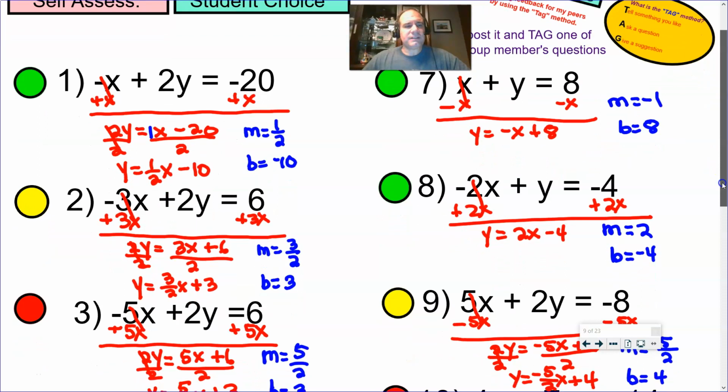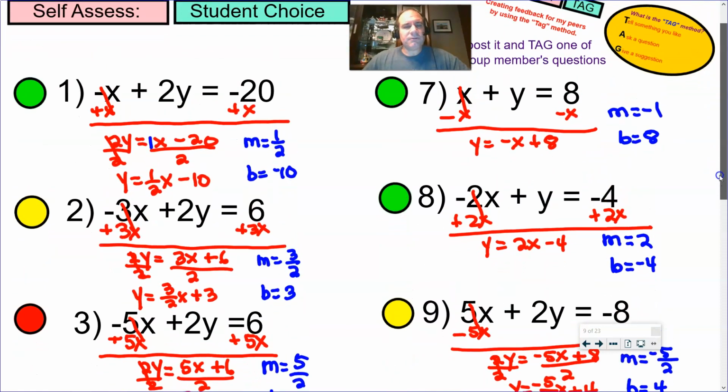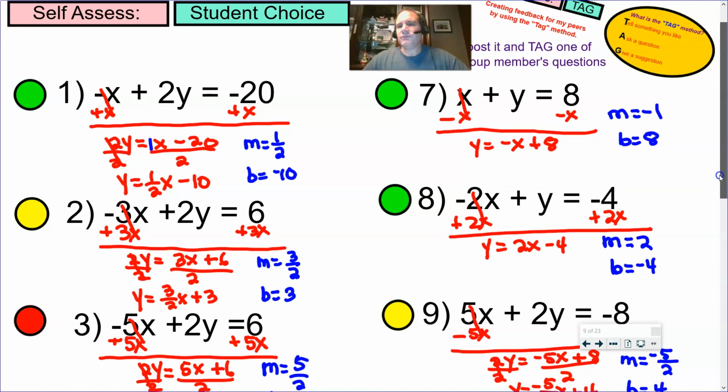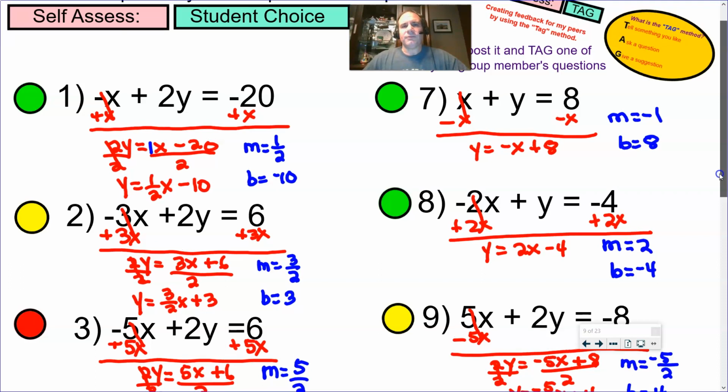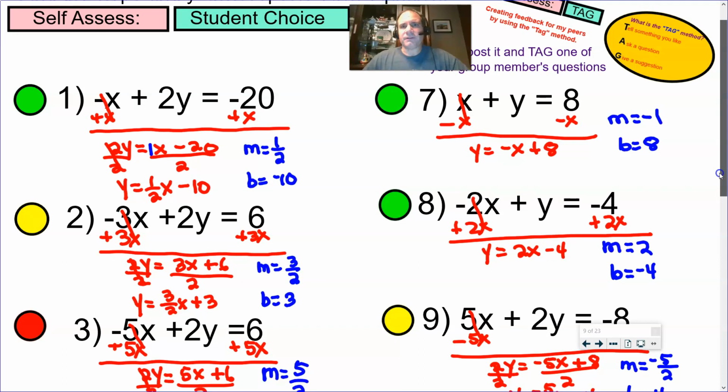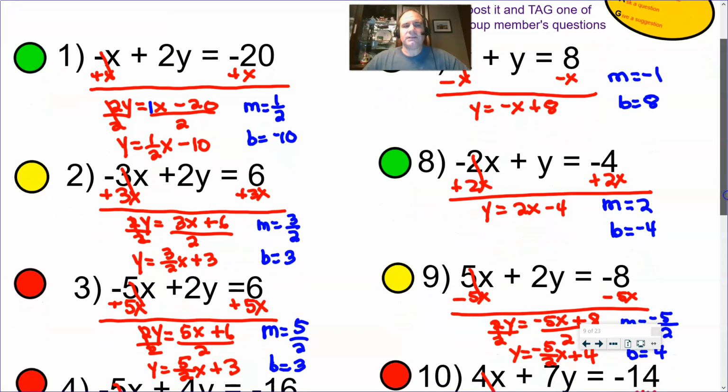So number 7 was easy. And please go ahead and pause. If you are checking your answers, you press pause, the screen stops, and you're able to write down or erase or anything like that that you need to do.